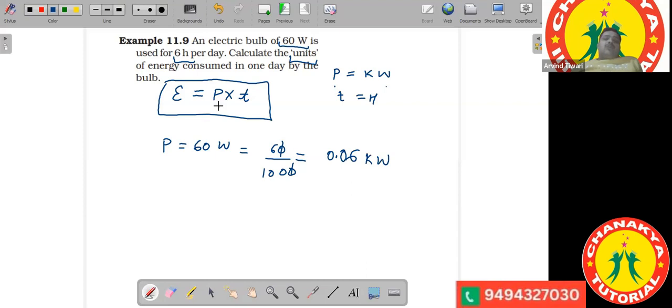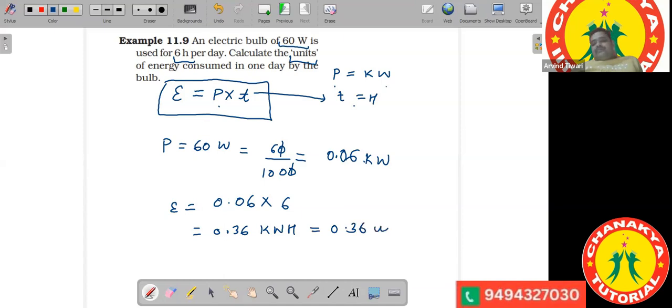So you have got the power in kilowatt. You know the time in hour. So put the values here. Energy will be power into time: power is 0.06, multiplied by time, that's 6. You have to take your time in hour only, not in second. So you will get your answer 0.36 kilowatt hour, or units. This is your 0.36 unit.